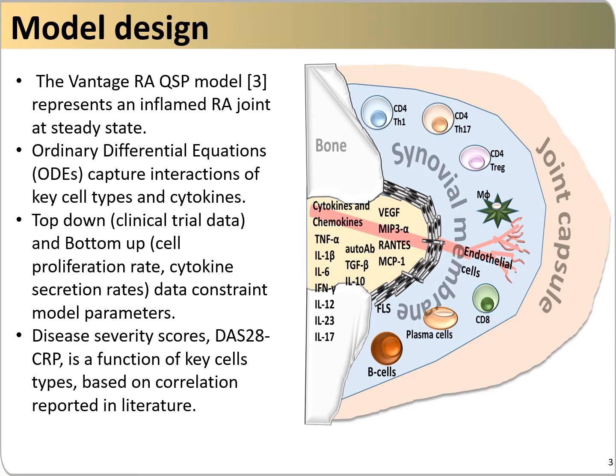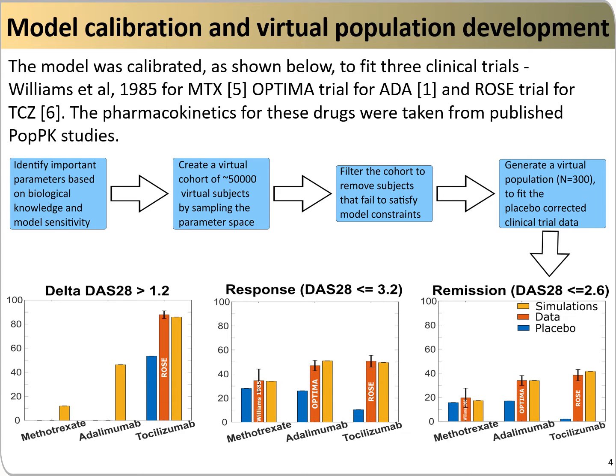The model is a system of ODEs that captures the key interactions between cells like FLS, CD4 T cells, macrophages, B cells, and cytokines like TNF alpha, IL-6, TGF-beta, and so on. The model is parameterized using data from published in vitro studies and clinical trials. A disease severity score modeled as a function of the key cell types defines disease severity and response to treatment. The model is calibrated to three standard therapies, methotrexate, adalimumab, and tocilizumab. The PK models for these drugs are derived from published pop-PK studies.